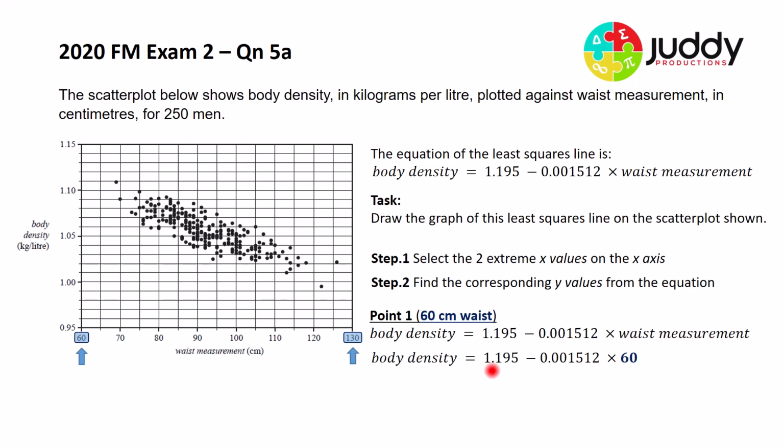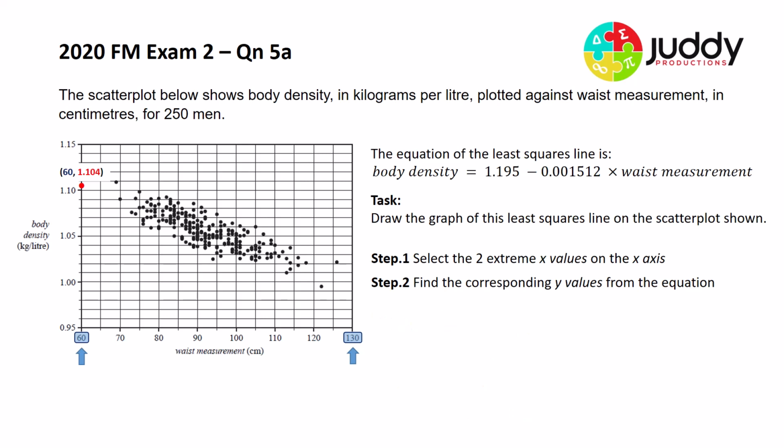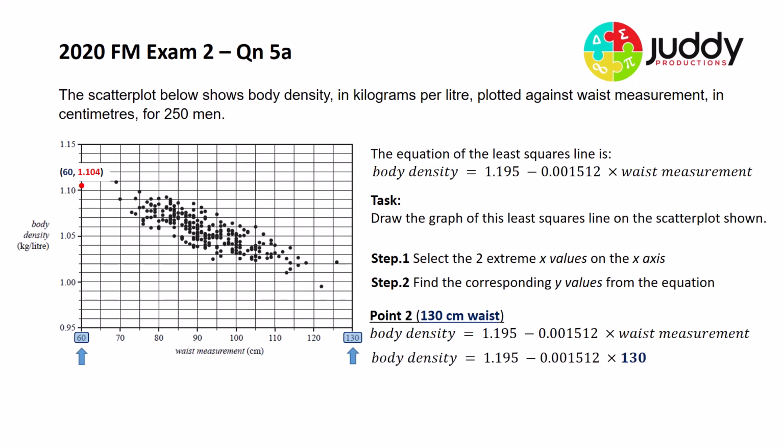We now have 1.195. We're going to take away from that 0.001512 times 60. This produces a body density of 1.104. So we now have our first coordinate, a waist of 60 centimetres and a body density of 1.104. And we can plot that up on our graph. Let's find our second extreme point. Point number 2, we're looking at a waist of 130 centimetres. So we substitute that in to our equation and we find a body density of 0.998. That gives us our second coordinate. We can plot that as well.